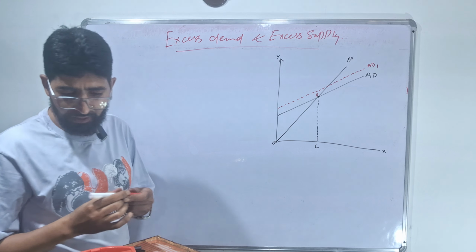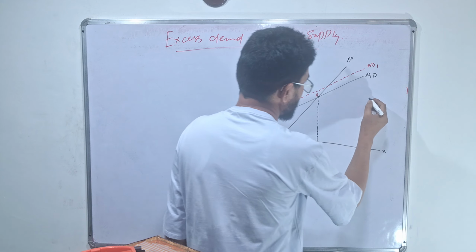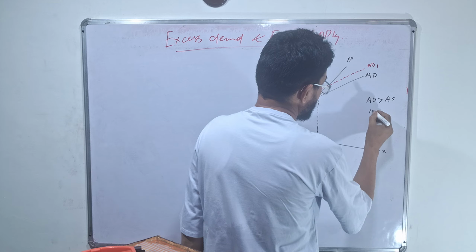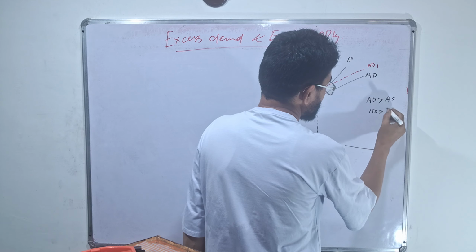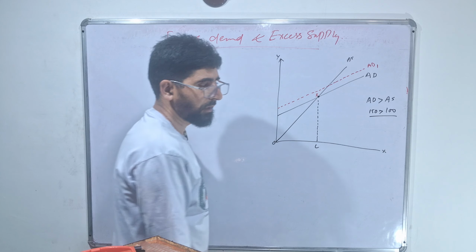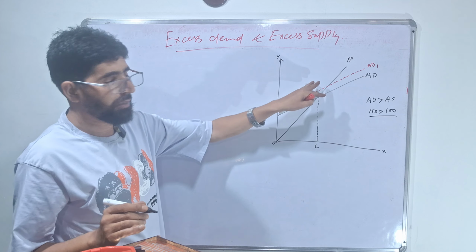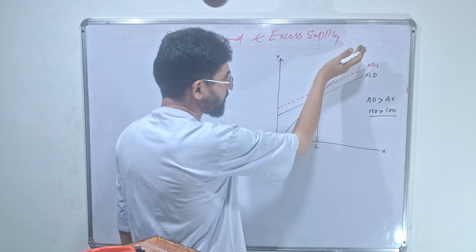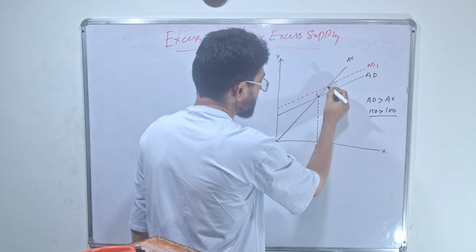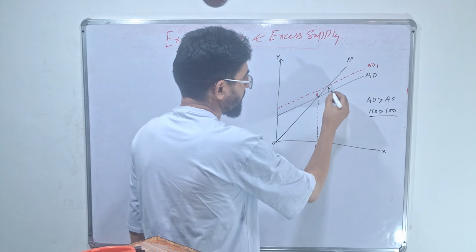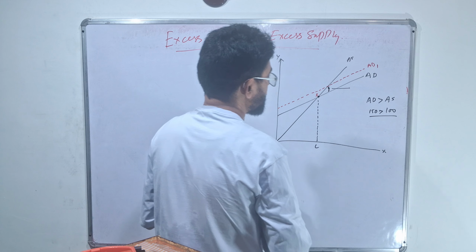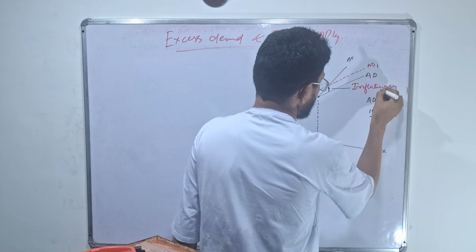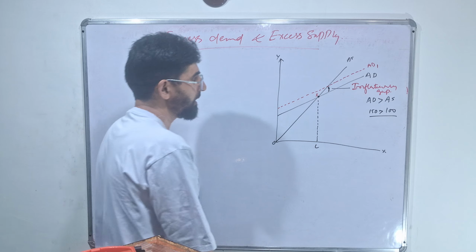Means when aggregate demand is greater than aggregate supply, aggregate demand now is 150, this is 100. That is why we call aggregate demand is now above the full employment level. The full employment level, that is the equilibrium point. Now when the aggregate demand curve shifts upwards, this gap comes into existence. This gap we will call the inflationary gap. Inflationary gap in an economy.